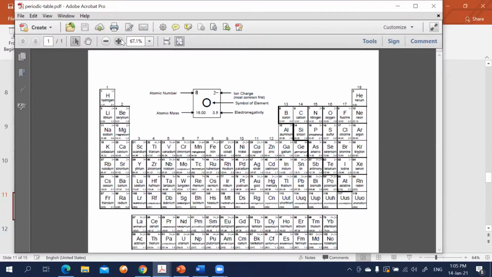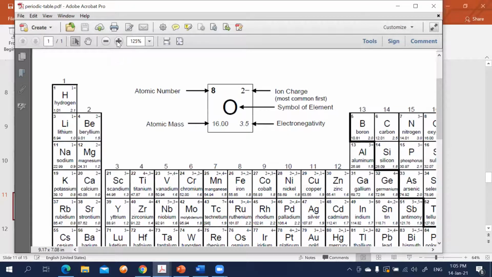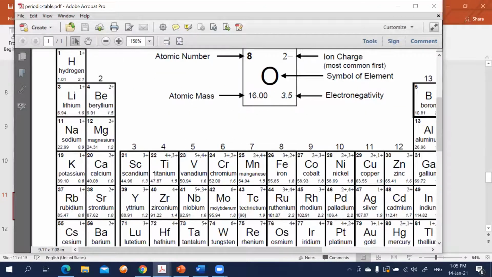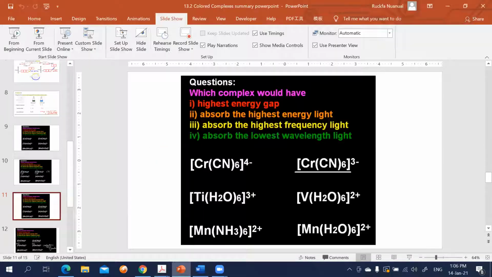So in your periodic table, if you see here, this is Ti versus V. If you can see the protons, or should we say the number of electrons total, it is greater in vanadium than it is in titanium, right? So 23 versus 22. So vanadium has more protons, more overall electrons.